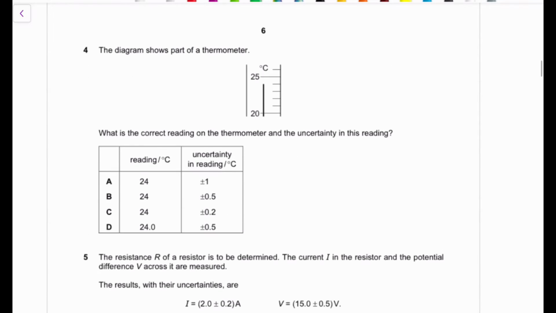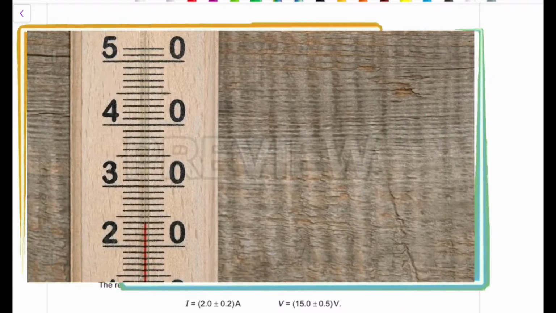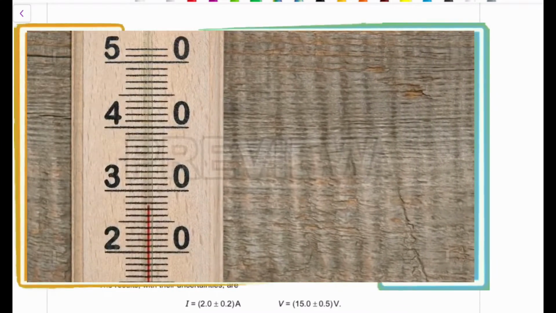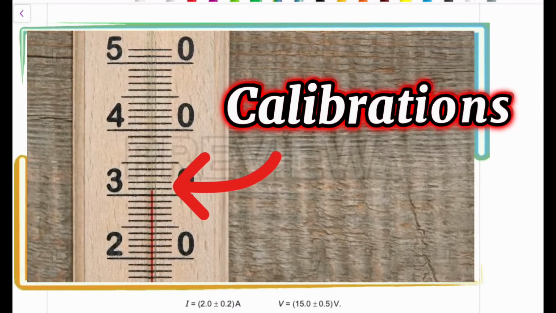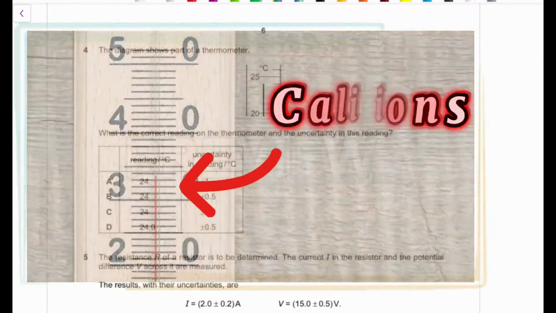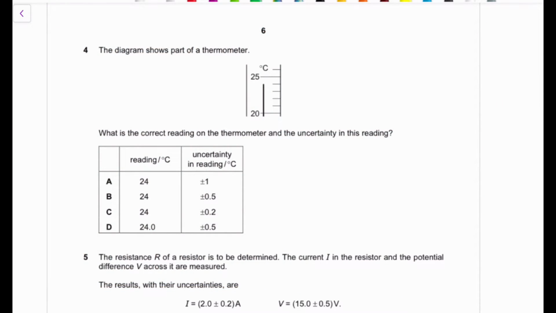Very important, guys. In number 4, the diagram shows part of a thermometer. What is a thermometer? It's an instrument that we use to measure temperature. As you can see on the screen, that is the thermometer, and those are what we call the calibrations on a thermometer. How does the thermometer work? The thermometer has small divisions, which are 20, 21, 22, 23, 24. So in this case, our reading has to be 24 degrees Celsius. That goes without saying.